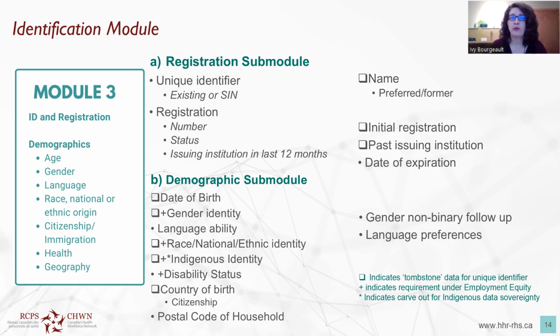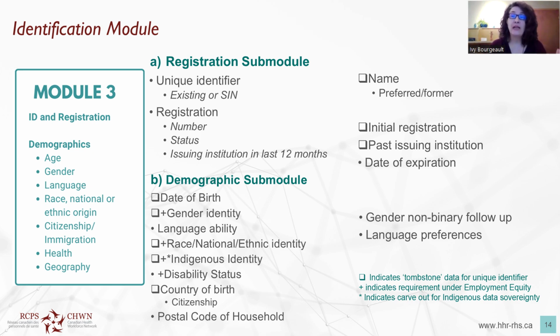All right, module 3 includes a registration or identification submodule and a demographic submodule. And so as we've identified here, a unique identifier, which could be an existing identifier. One could use social insurance number. Other countries have utilized the equivalent of social insurance number, and social insurance number has been utilized in some jurisdictions. For example, our partners in British Columbia have mentioned that, and so they encouraged us to add that as an option for a unique identifier.